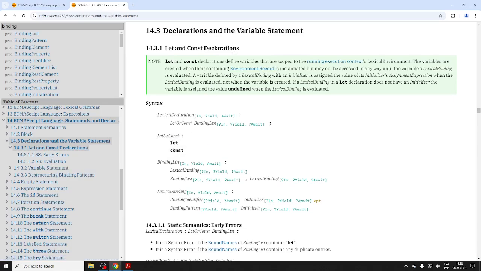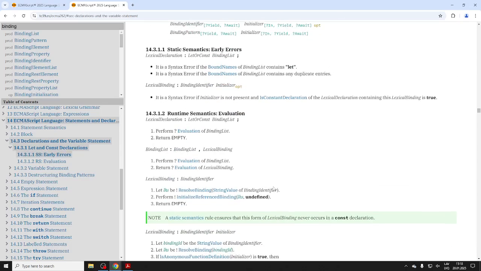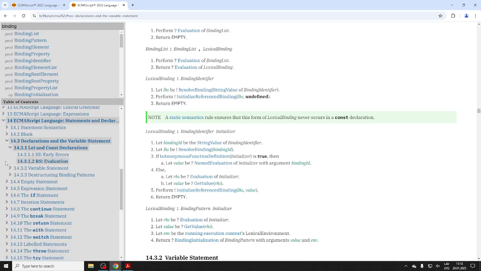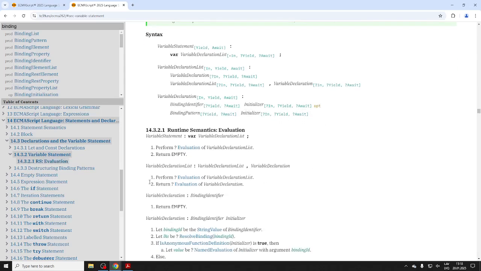Okay, let and const. This tells you what you can do, how you declare let and const, and you combine things. Early errors, and a variable statement. You can also use the variable statement, the old one, and you can use that one.